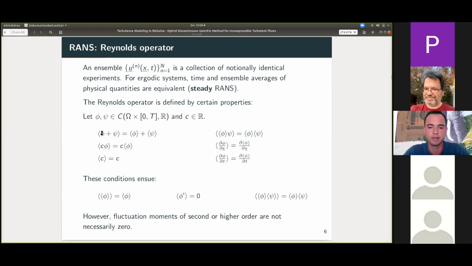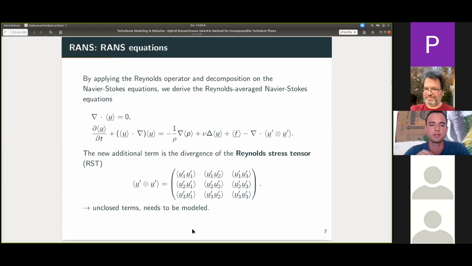So it is linear, and it commutes with derivatives and with constants. If these conditions are fulfilled for this averaging operation, then it follows that we also have these properties, for example, that the mean of the fluctuating part is 0. However, as we are going to see in the next slide, the second-order statistical moments of the fluctuations are not necessarily 0.